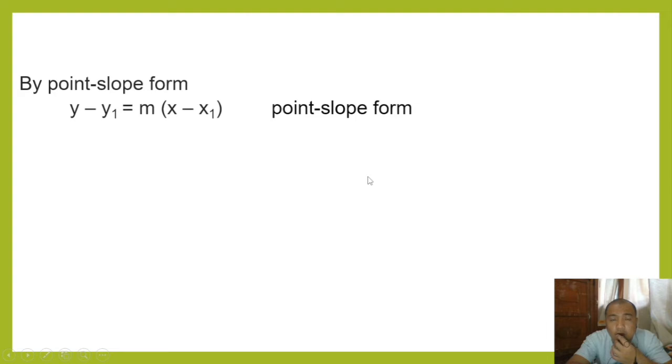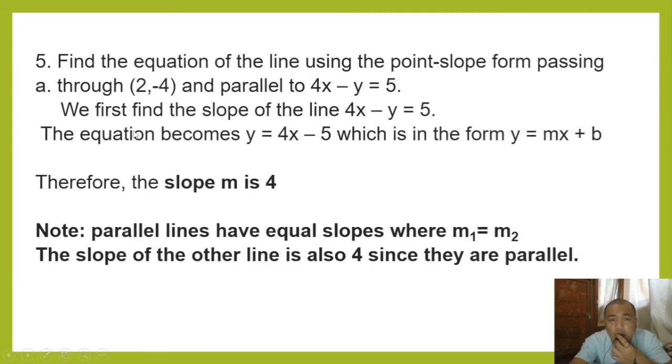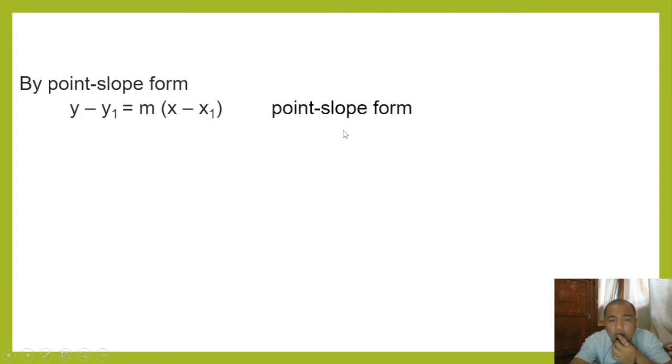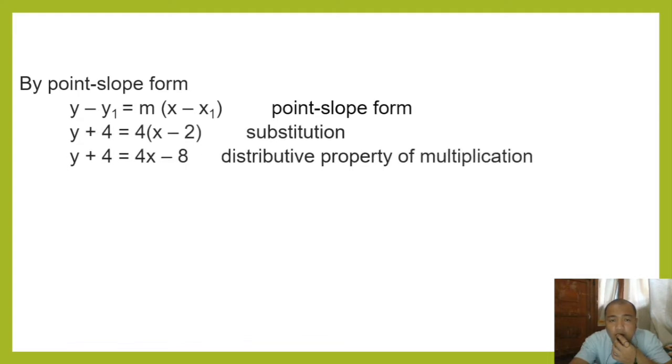So by point slope form, y minus y sub 1 equals m times quantity x minus x sub 1. We have y plus 4. Yes, because what is y sub 1? Y sub 1 is negative 4. So y minus negative 4 is y plus 4, equals 4 times x minus 2. Distributive property of multiplication, 4x minus 8 equals y plus 4.